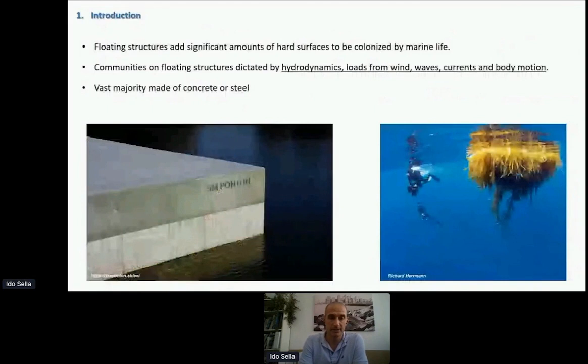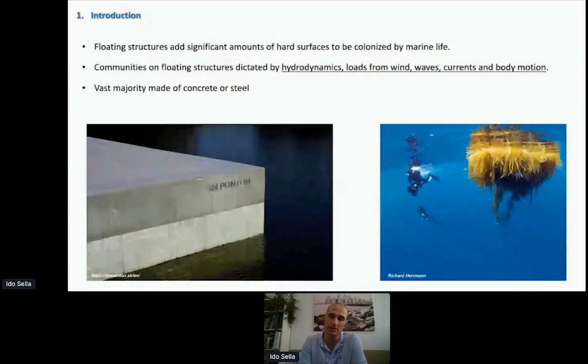And what they do is basically bring in significant amounts of hard surfaces to be colonized by sessile communities. And later on, there's a community that's developing there, and then there are fish and other motile organisms that are utilizing this habitat.